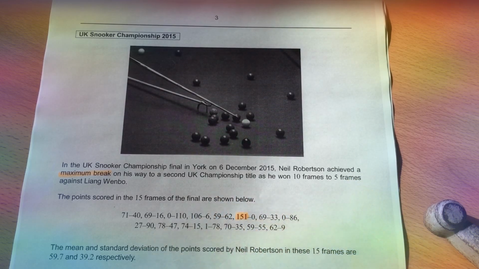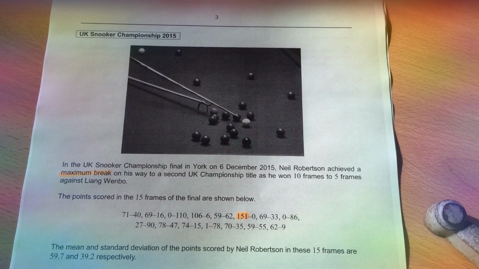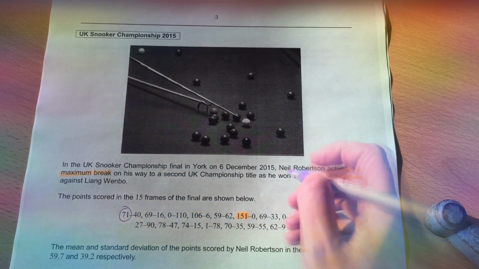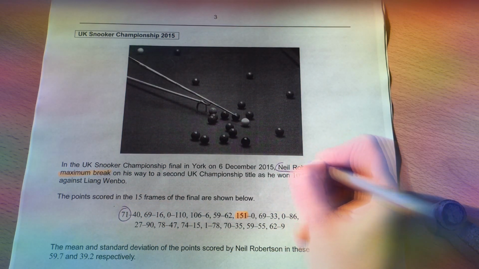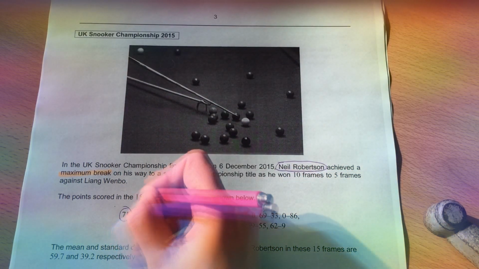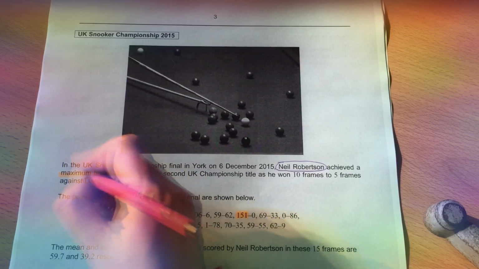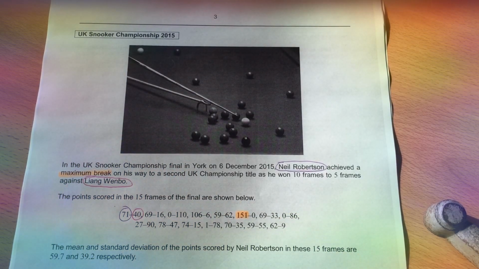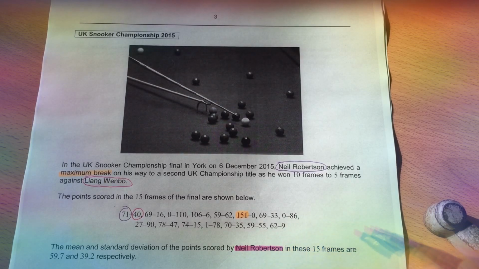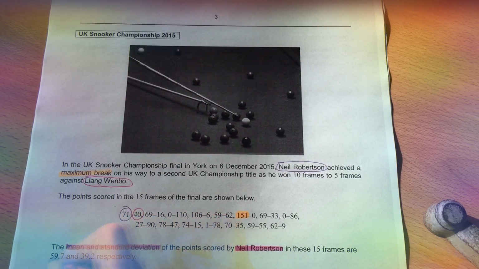So looking at this section logically, we know that this first value is going to be Neil Robertson's score, and the second value of each one is going to relate to Liang Wenbo. So we've got 15 of these different things, and they have already very kindly calculated the mean and the standard deviation scored by Neil Robertson.